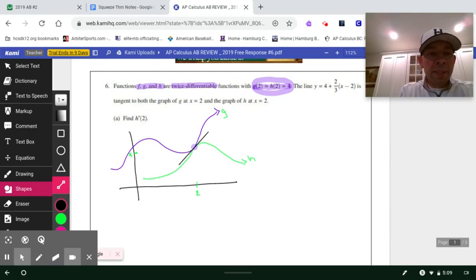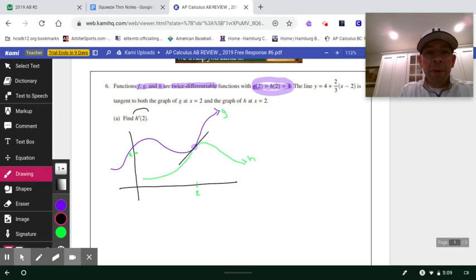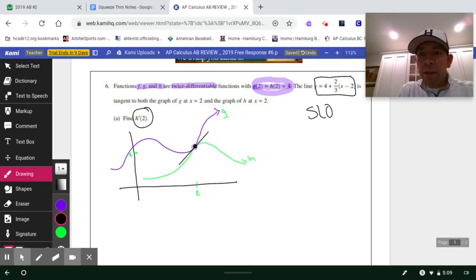So here we go. Part A wants us to determine what the value of H prime of 2 is. In other words, what is the slope of H, particularly at this moment right here? Well, all you got to do is look at this tangent line. What's the slope of that particular line? The slope is going to be 2/3, so therefore the value of H prime of 2 is equal to 2/3. There really shouldn't be any more work than that. You want to be real cut and dry there.